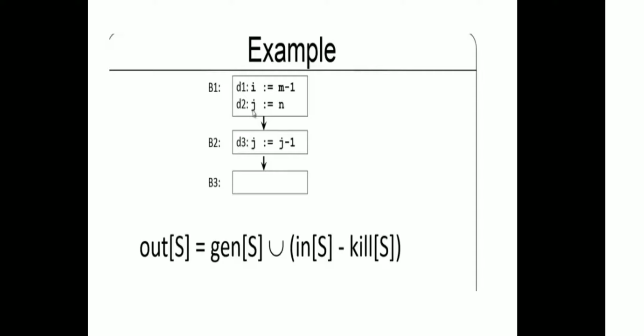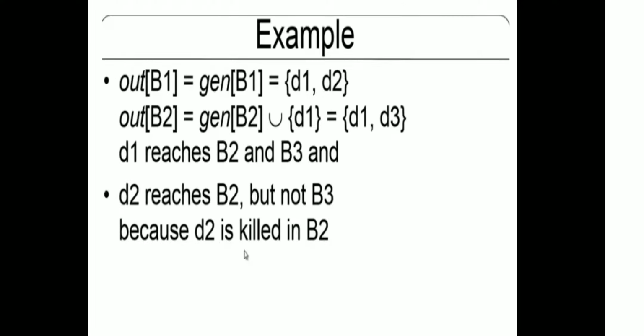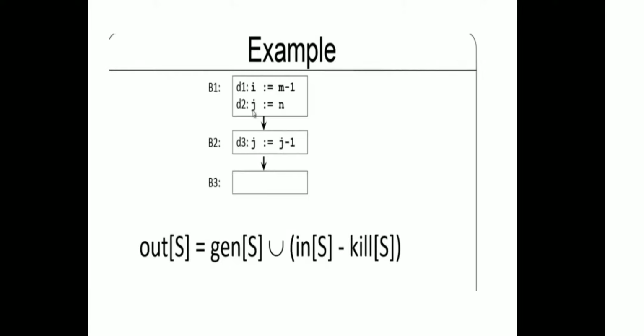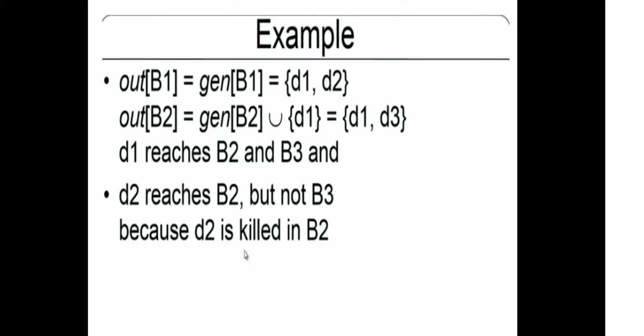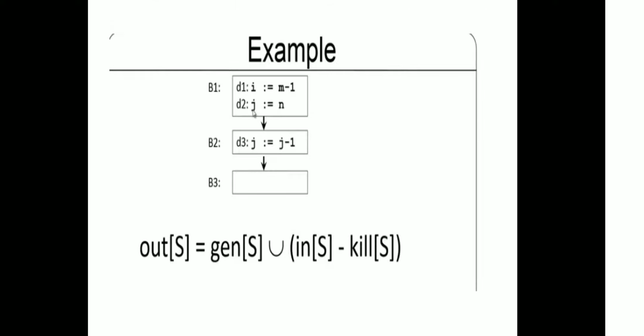So what is the out of B2? Gen of B2 is nothing but D3, union in of B2 minus kill of B2. In of B2 is D1 and D2. B2 kills only J, that is D2, because of the redeclaration of J over here. So D2 gets cancelled, and what remains is D1. So D3 and D1 both are the out of B2.